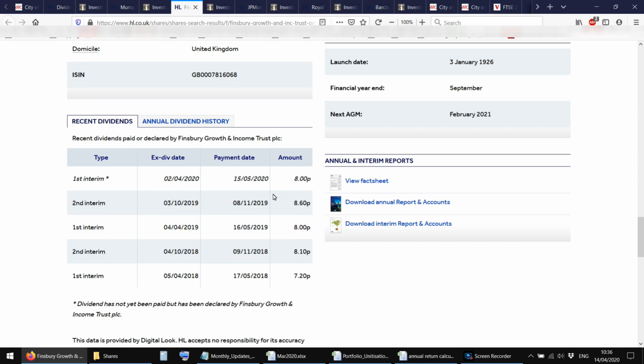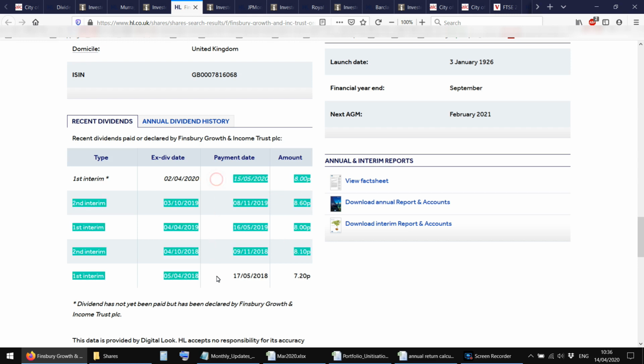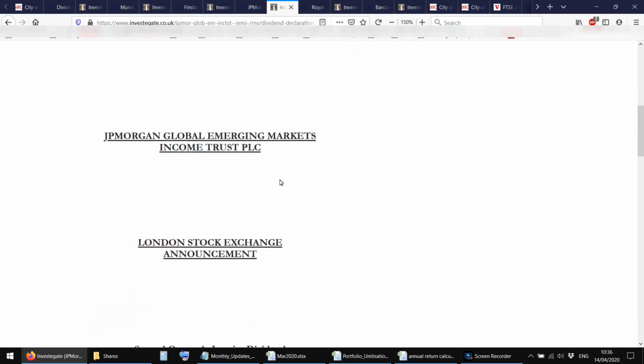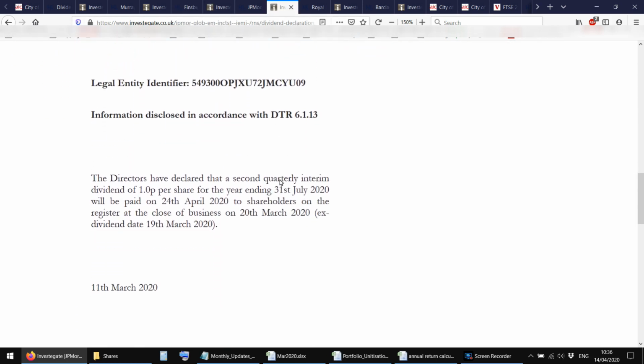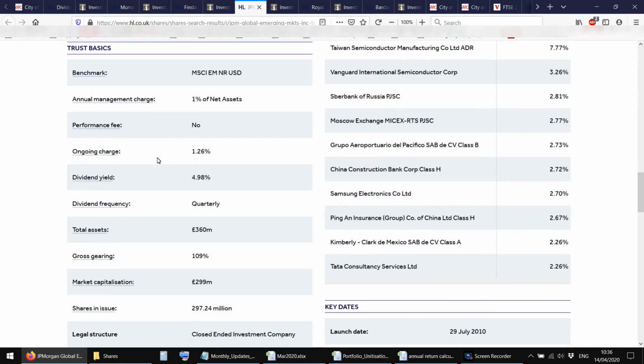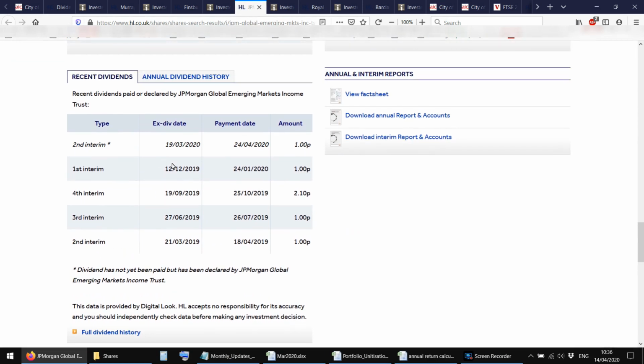I'd be delighted if they all kept them flat, to be honest. I don't need it to rise. Keeping it flat would do fine. And you had a dividend declaration from JP Morgan Global Emerging Markets Income, I think it is. So that'll just be paid on the 24th of April, and I think that is just flat. Yeah, same as last year, 1p paid on the 24th of April.